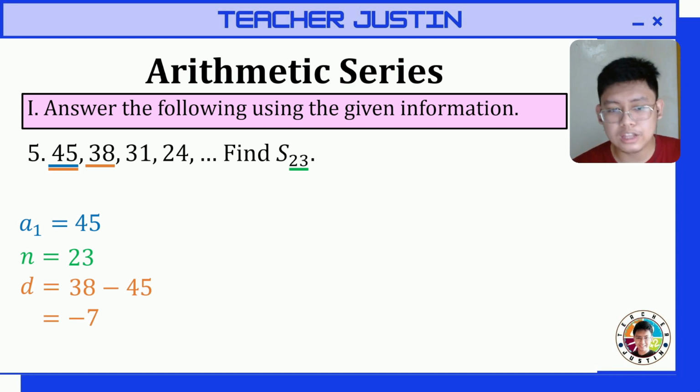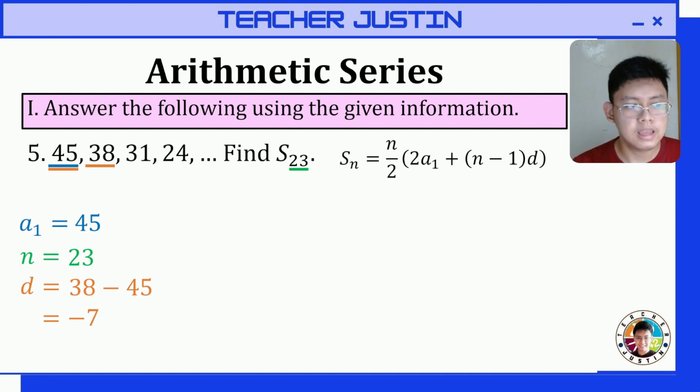Now, nakuha na natin yung ating first term, number of terms, and common difference. Wala tayong last term. So, since wala pa yung last term natin, ang formula na gagamitin natin will be S sub n is equal to n over 2 times the quantity 2a sub 1 plus the quantity n minus 1 times d. So, yung formula na to is a combination of our arithmetic sequence formula at yung ating arithmetic series formula if the last term is given.